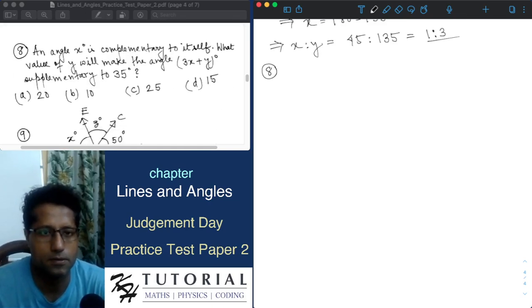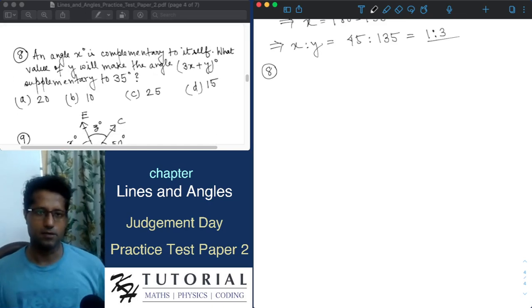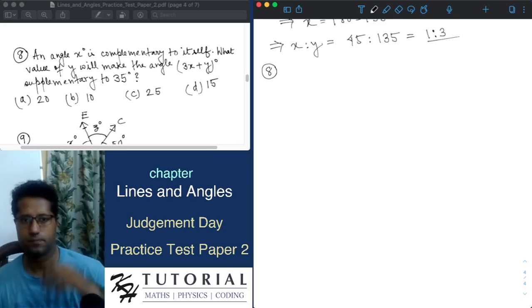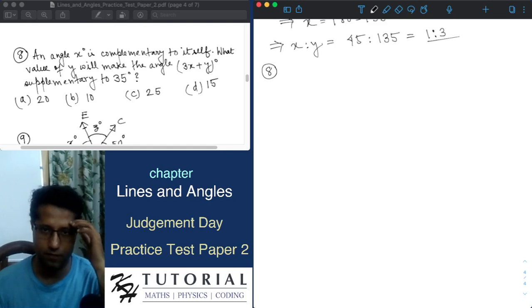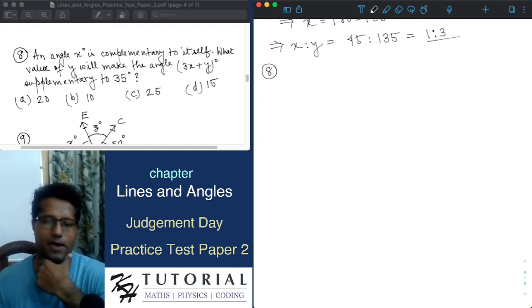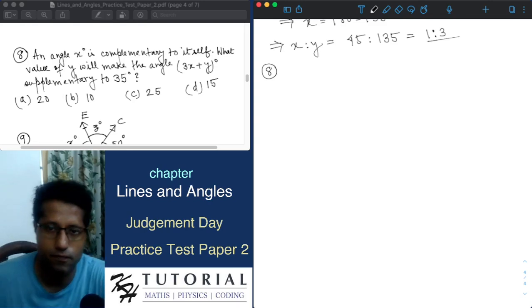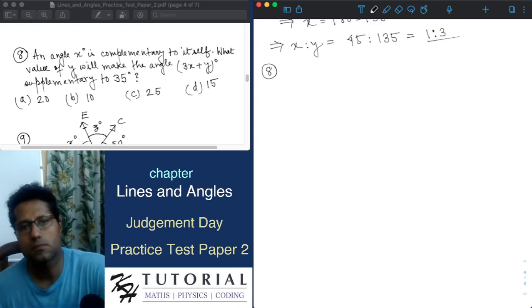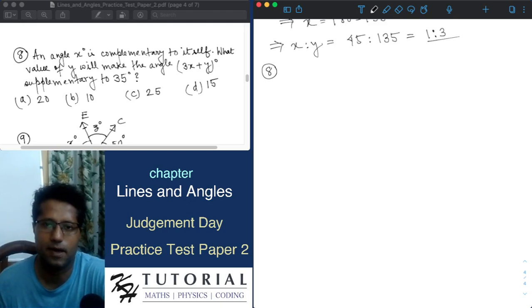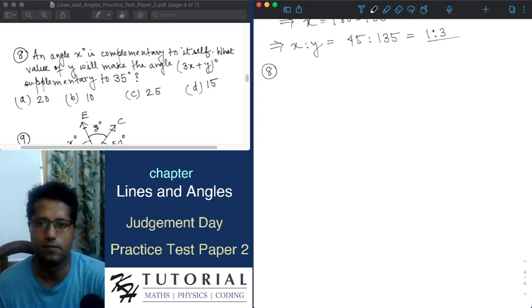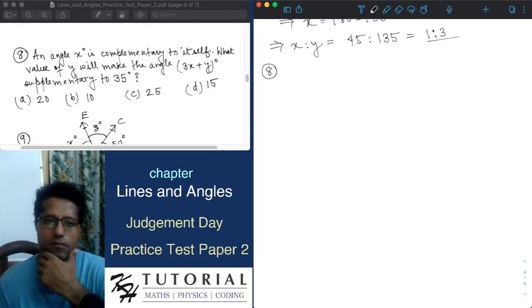Question number 8 says that an angle x degree is complementary to itself. What value of y will make the angle 3x plus y degree supplementary to 35 degree? Now supplementary to 35 degree is 180 degree minus 35. So whatever that angle is, that should be equal to 3x plus y.